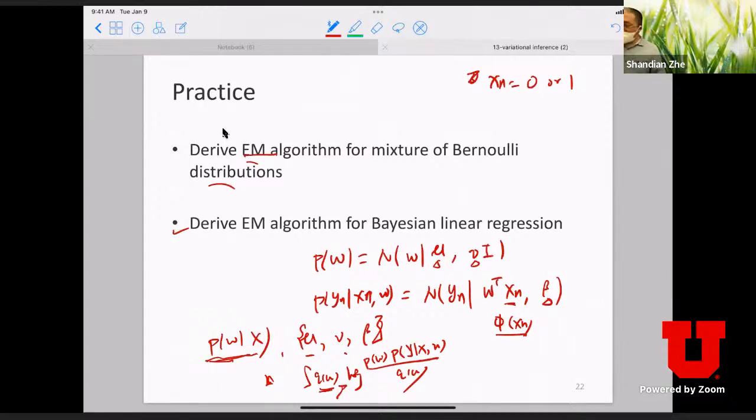You maximize the lower bound with respect to the hyperparameters mu, V, and beta. You can update mu, V, and beta, and just iteratively follow this framework. This is another effective way to learn the Bayesian linear regression model.